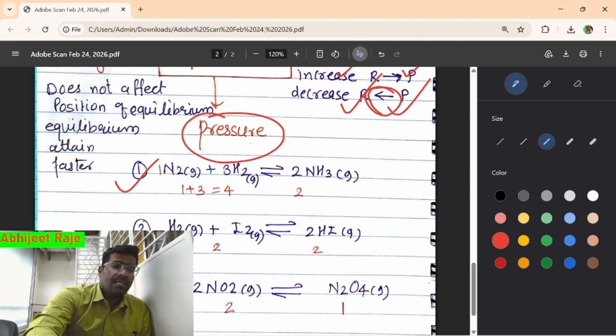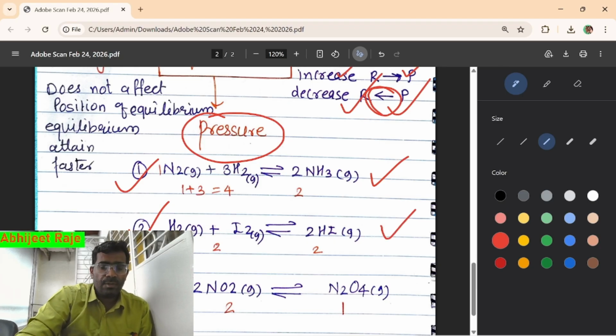Now we have the effect of pressure on equilibrium. I have written these three equations of equilibrium. The first one is the Haber process, the second is the reaction of hydrogen with I2 to get 2HI, and the third is 2NO2 giving N2O4. Now how pressure affects the position of equilibrium is very important. To understand that, you should consider only the reactants and products which are in the gaseous state.